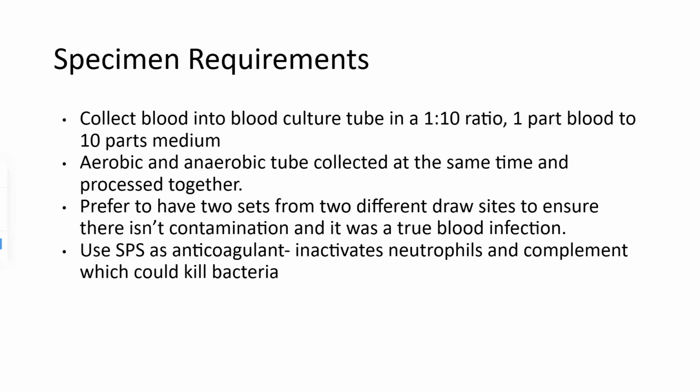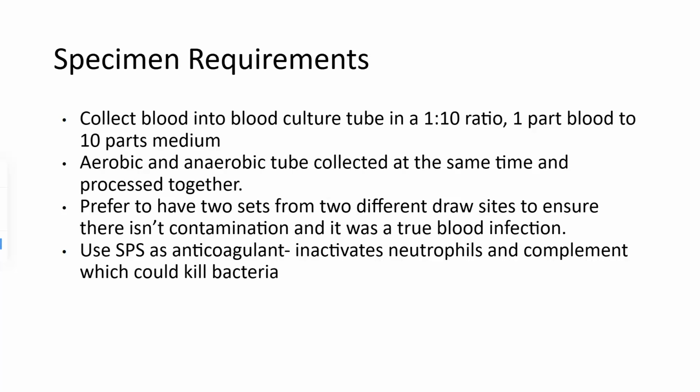Blood cultures. So specimen requirements: collect blood into a blood culture tube in a 1:10 ratio, 1 part blood to 10 parts medium. This is one of the most important things that determines the success of the blood culture itself, having the correct amount of blood. So 1:10 ratio is the ratio that you should know for this class and for the qualifying exam. You typically would collect 2 tubes. One of them is an aerobic tube, and the other one is an anaerobic tube. They're collected at the same time and they're processed together. So you collect them from the same vein puncture, you send them down to the lab at the same time.